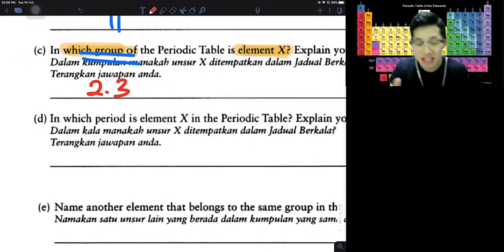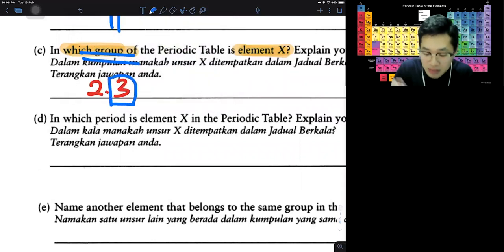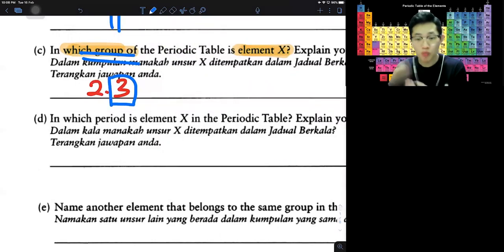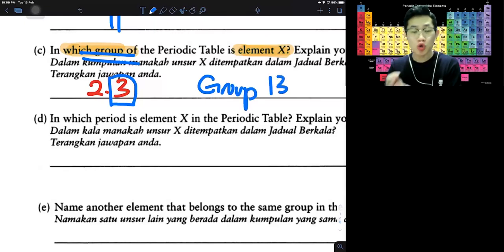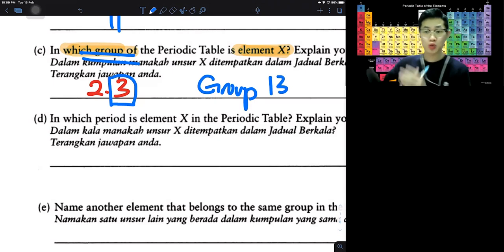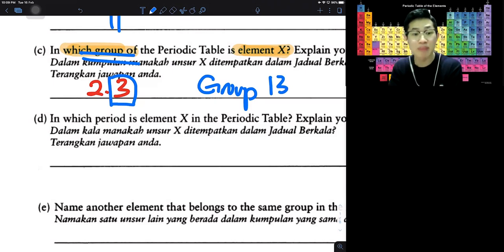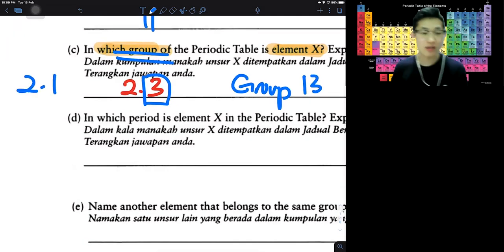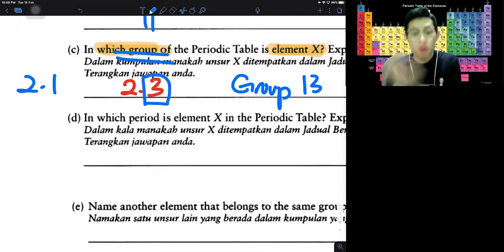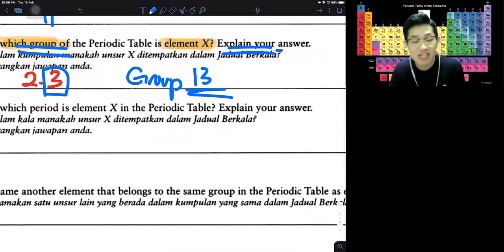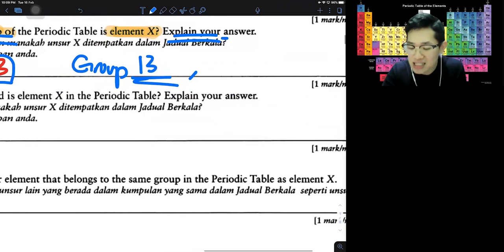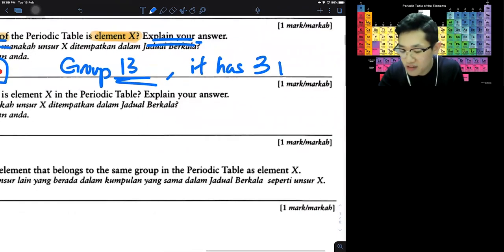And how do you identify the group? We use the last number. This is the group. Which group? Group 13. Remember, groups start from group 1, 2, and then they will jump to 13. Please remember, when you have 2, 1, it is group 1, group 2, and then group 13. Why? Explain your answer. Why is it in group 13? Because it has 3 valence electrons.